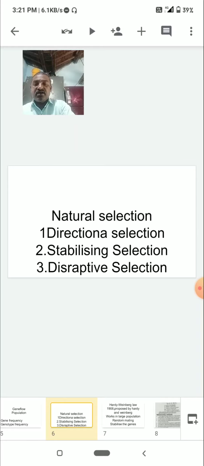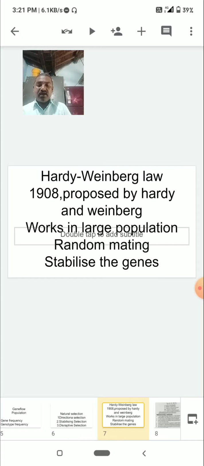And next one is the Hardy-Weinberg law. This Hardy-Weinberg law was proposed by Hardy and Weinberg in 1908. It works in large populations. There is no selective mating; random mating is going on in large populations. Here it stabilizes the genes. The Hardy-Weinberg law is very suitable to newly formed species.